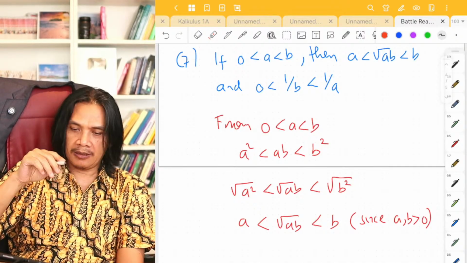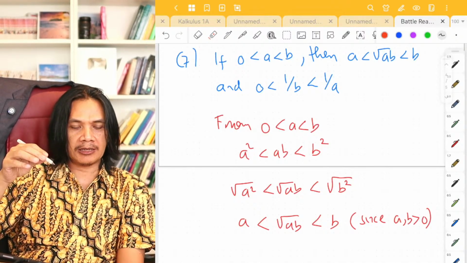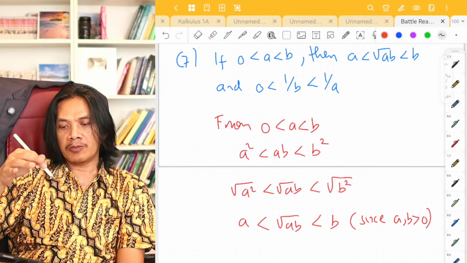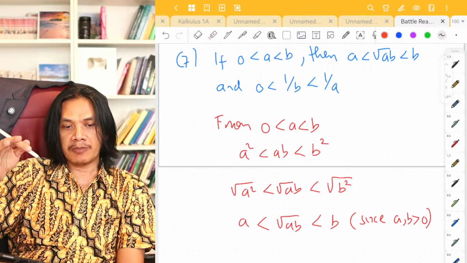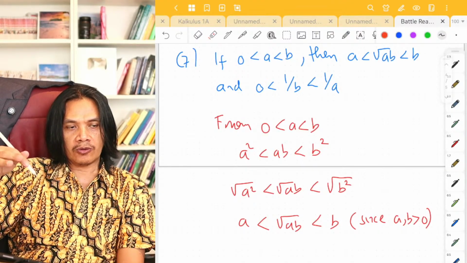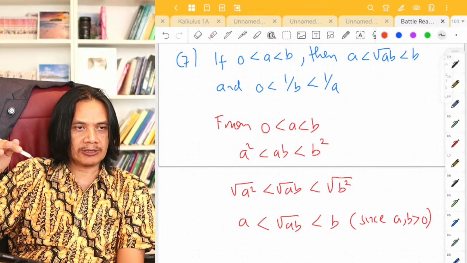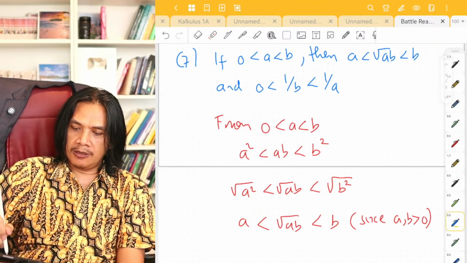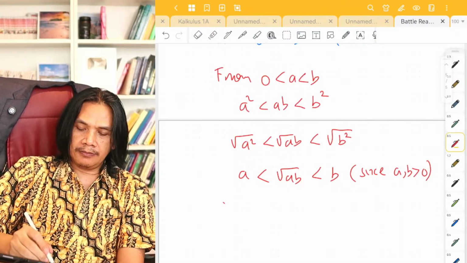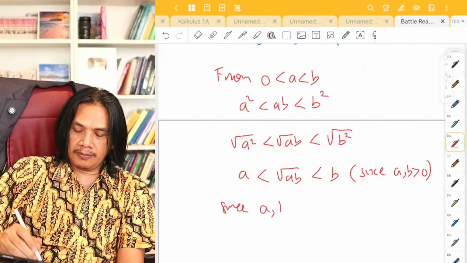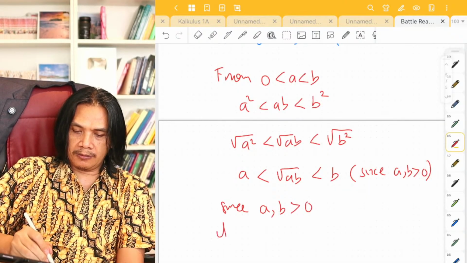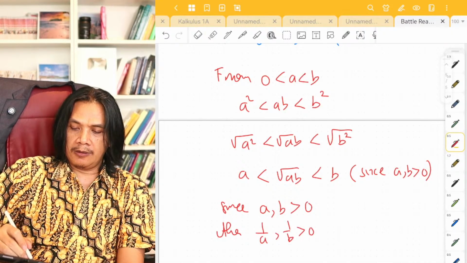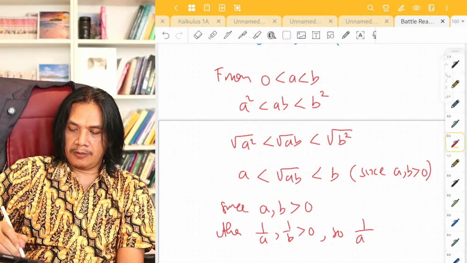You divide by what? ab. Okay. So dividing is basically multiplying, right? So you want to use the argument that you multiply by 1 over ab. So we need to know whether 1 over ab is positive or negative. Since a and b are positive, then 1 over a and 1 over b must also be positive, therefore 1 over ab is positive.